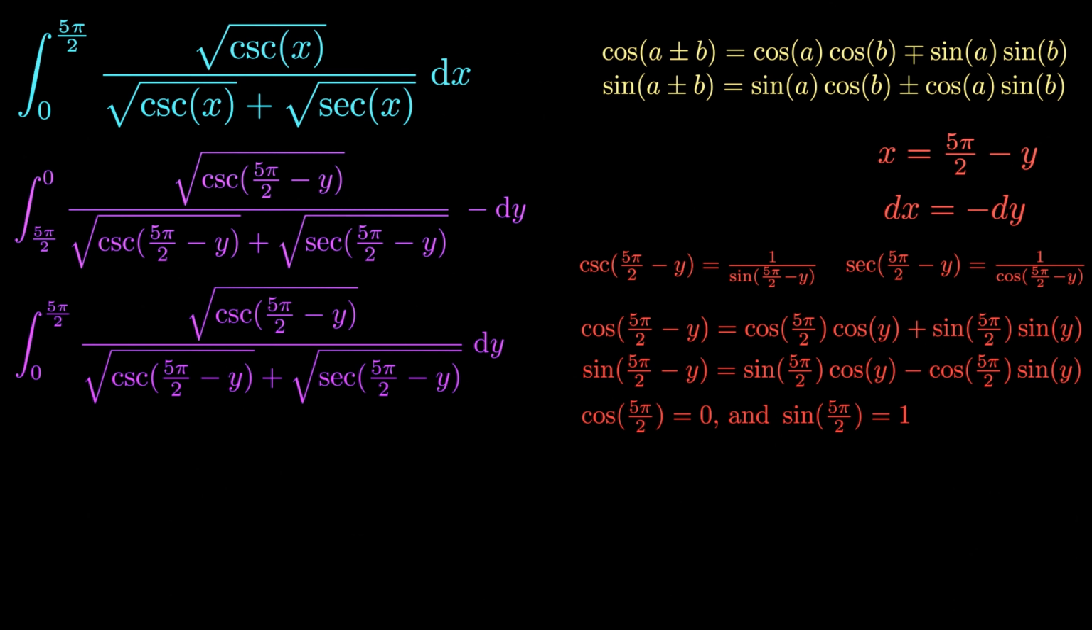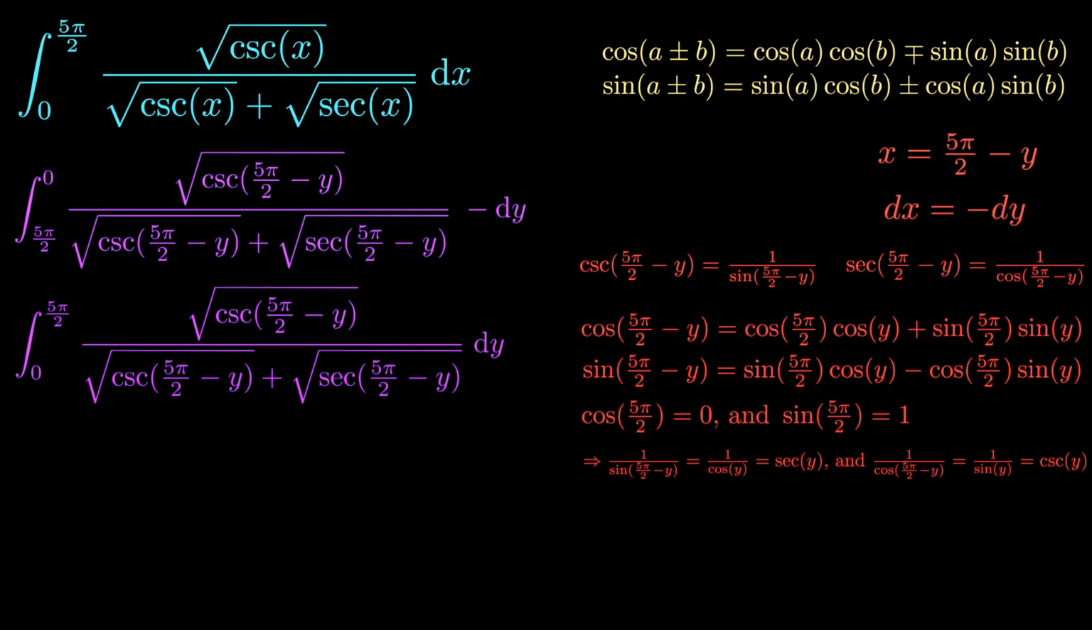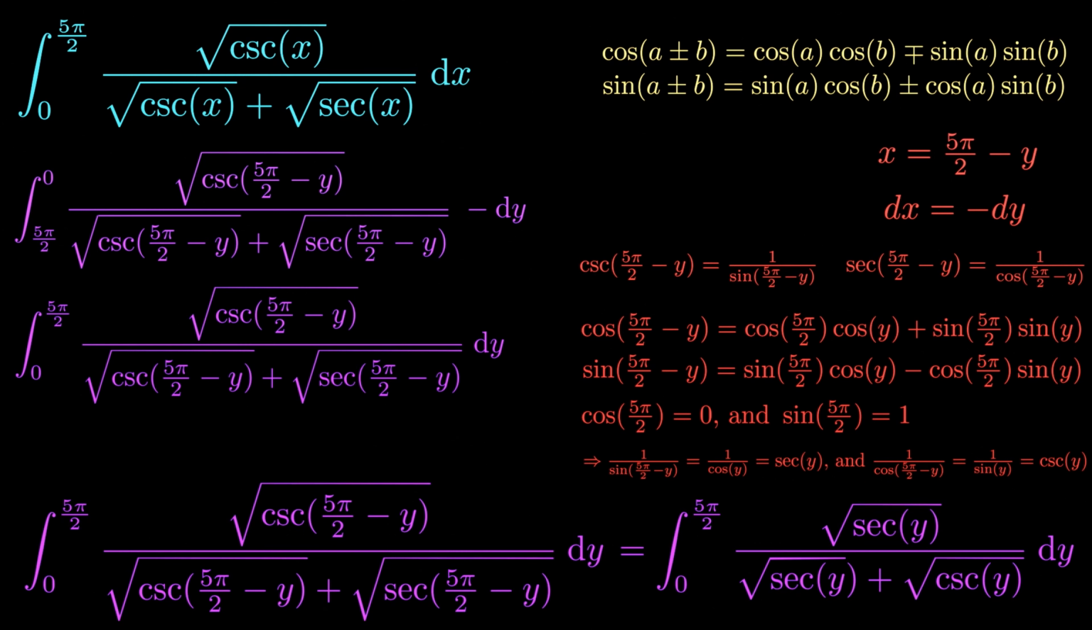This means that 1 over sine of 5 pi divided by 2 minus y is equal to 1 over cosine of y, which is just equal to secant of y, and 1 over cosine of 5 pi divided by 2 minus y is equal to 1 over sine of y, which is just equal to cosecant of y. This allows us to rewrite our integral in the following way. We have the integral from 0 to 5 pi over 2 of the square root of secant of y divided by the square root of secant of y plus the square root of cosecant of y dy.